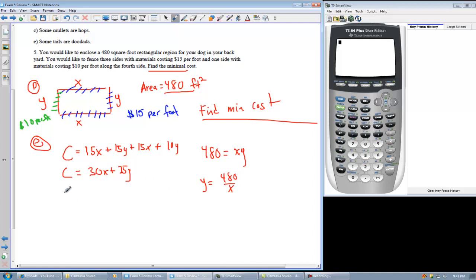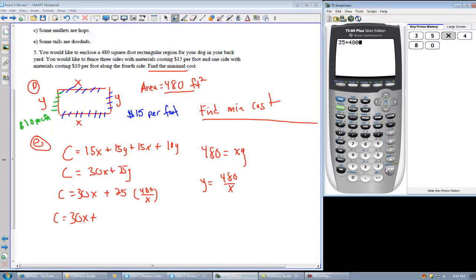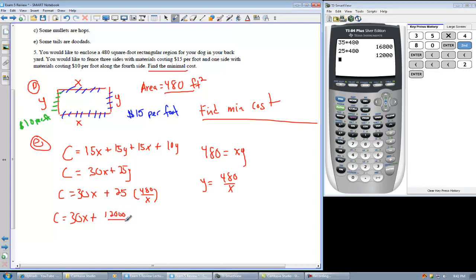And so I can plug in here for Y, so C is equal to 30X plus 25 times 480 divided by X. So I just replace Y with what it's equal to. And I can simplify this a little bit. Right, 35 times 480, 35 times 480 is equal to 16,000, not 35, sorry, I meant 25. 25 times 480 is equal to 12,000. So I have 12,000 divided by X.